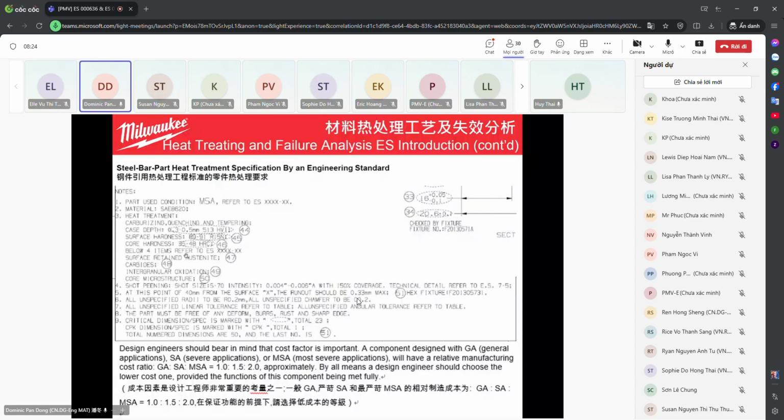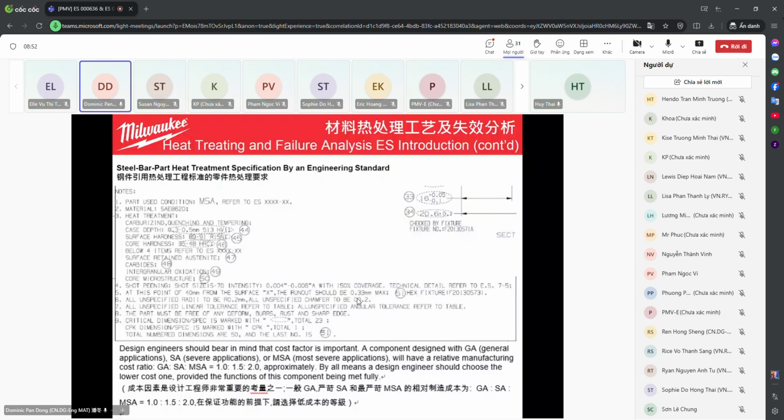We see below four items refer to ES. That means those items are listed in the ES standards, and this drawing says all of those requirements must be met for this part. So we see the typical requirements like surface retained austenite, carbides, intergranular oxidation, and core microstructure.